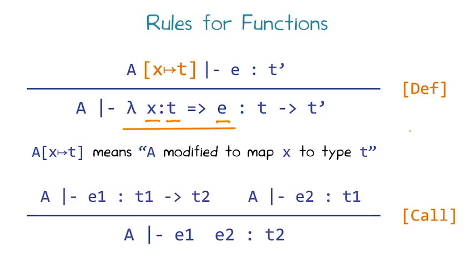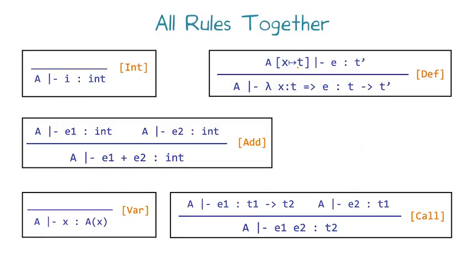Finally, we define the inference rule schema call to give typing information for applications of functions to other expressions. If under the environment A, it is provable that E1 has type T1 arrow T2, and under the same environment A, it is provable that E2 has type T1, then it is provable that the result of calling E1 with argument E2 has the type T2. This concludes the set of schemas we need in order to completely type our example lambda calculus language. Notice that there is exactly one schema for each of the 5 syntactic expression forms in this language.